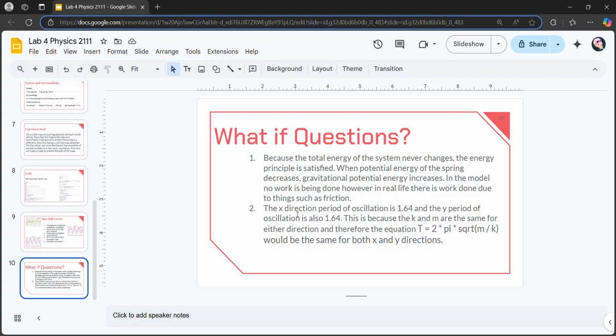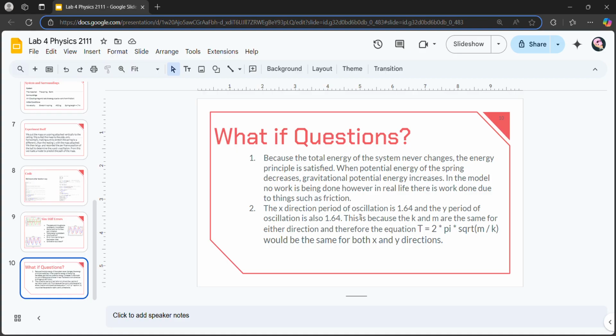For the what-if questions, first question being that because the total energy of the system never changes, the energy principle is satisfied. When the potential energy of the spring decreases, the gravitational potential energy increases. In this way, they cancel out. In the model, no work is being done. However, in real life, there is work done due to things such as friction.